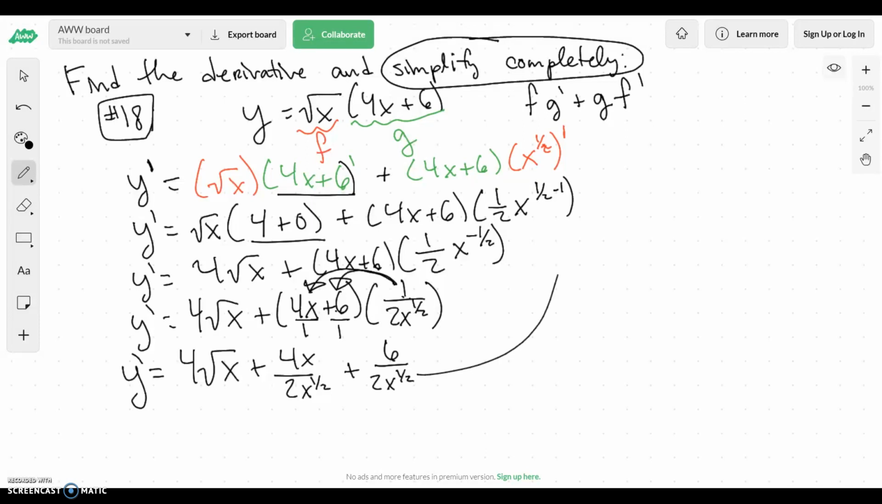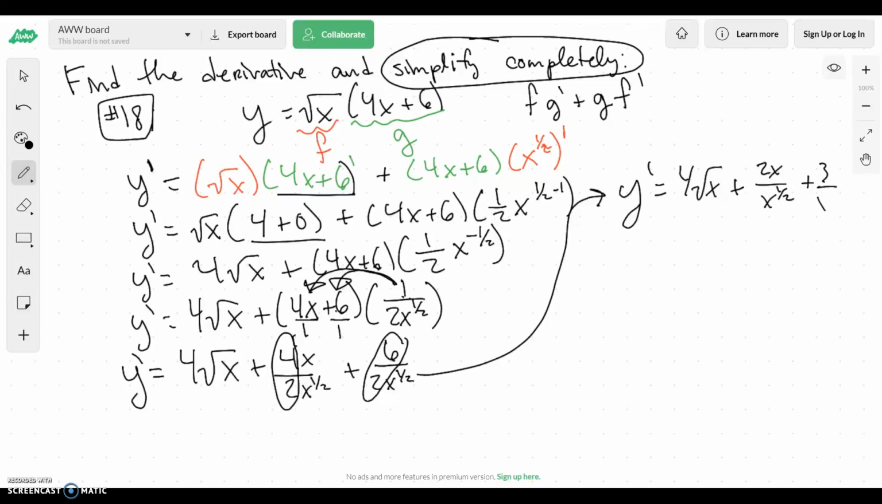Okay, so I'm almost done. So now I have y prime is equal to 4 square root of x plus 4 divided by 2 is just going to give me 2, x divided by x to the 1/2, and then 6 divided by 2 is just going to give me 3 over x to the 1/2. Okay, now I'm almost done. The only thing that I've got to simplify now is this x and this x to the 1/2. Whenever we're dividing things like this, remember that all I have to do is subtract the exponent. So this is going to be x to the 1 minus 1/2, which is going to give me x to the 1/2. So basically, this thing in blue that I just circled is going to be this x to the 1/2.